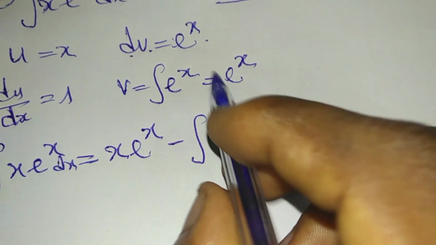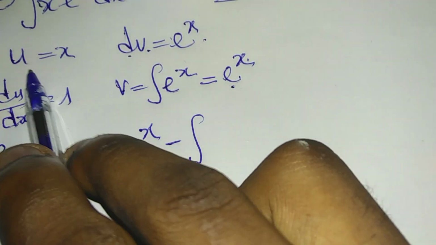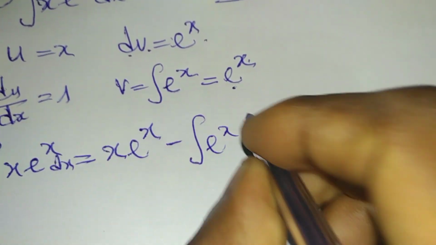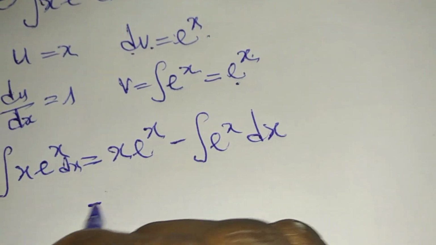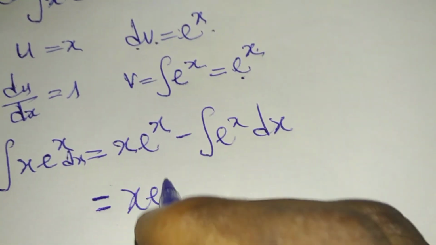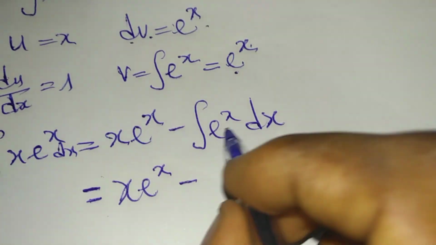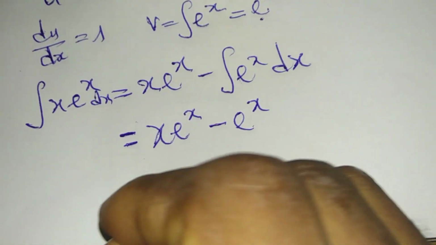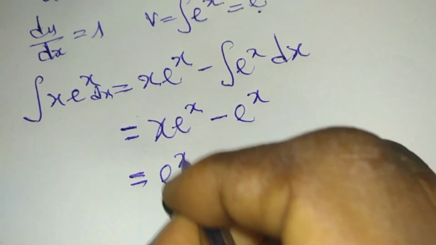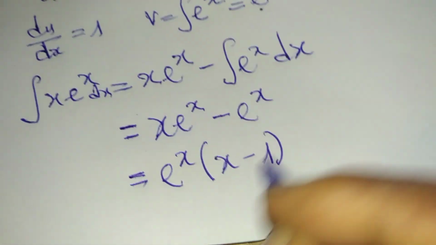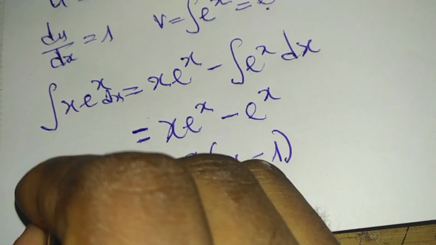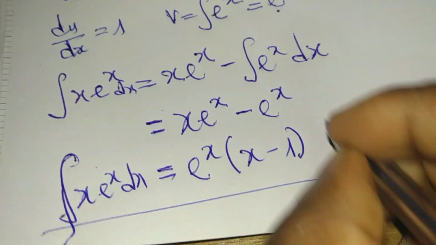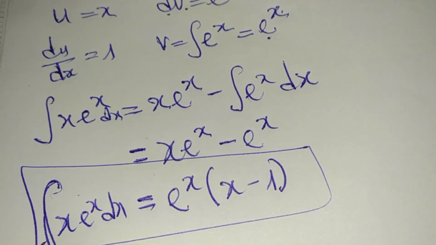So v is e to the x and du is 1 dx, so e to the x dx. Alright, so this will give us x e to the x minus, when we integrate e to the x dx, we have e to the x minus e to the x. So now we have this as e to the x into x minus 1, the integral of x e to the x dx. So this is what we've got.